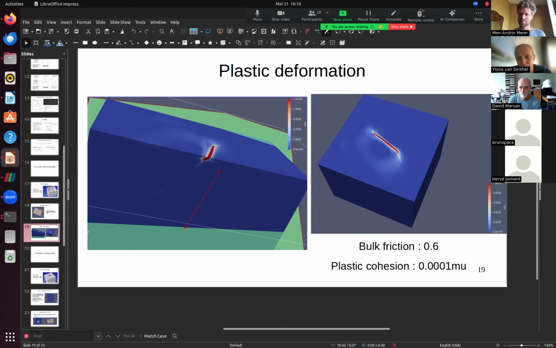So for the plastic cohesion for the measurement, I took the value I found in the literature, and mu is the shear modulus. Someone says no, it's 0.1 megapascal then, roughly, if I calculate very quickly. So that seems very low, I guess.